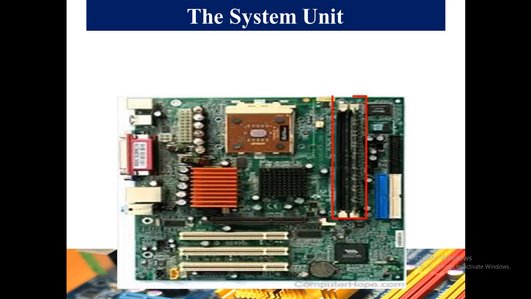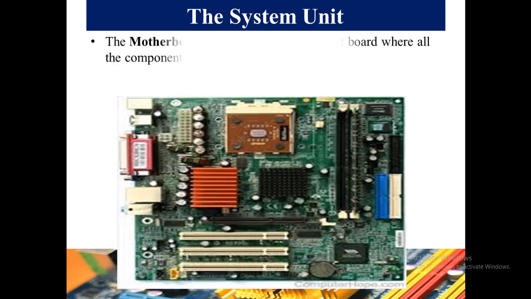Next is the RAM slot. If we want to add more memory, we can do it through it. And the next is the power connector. All the power supply in your CPU is provided through it. Next is the AGP slot. For high definition games, we use it to add extra graphics cards on the motherboard.